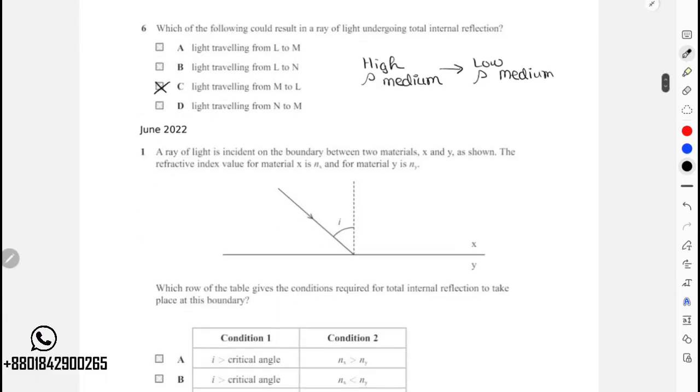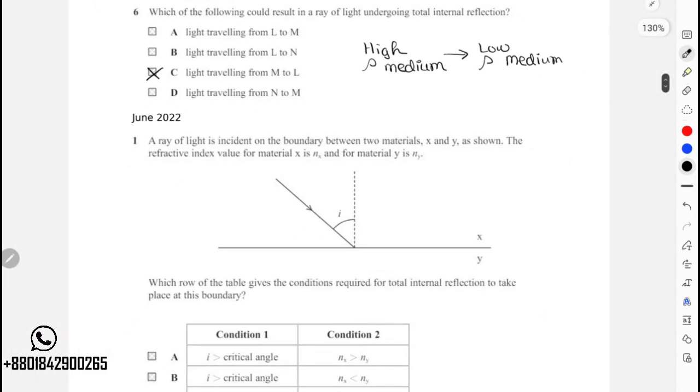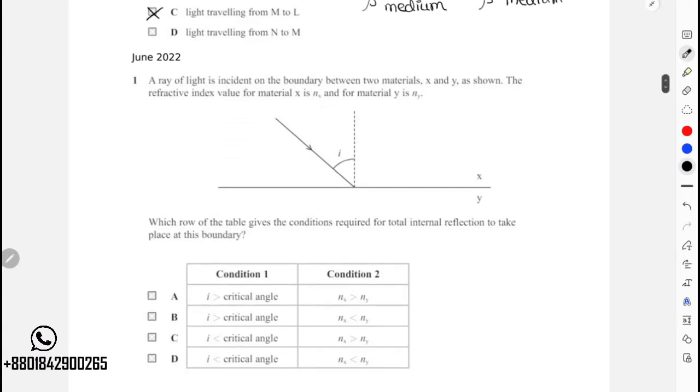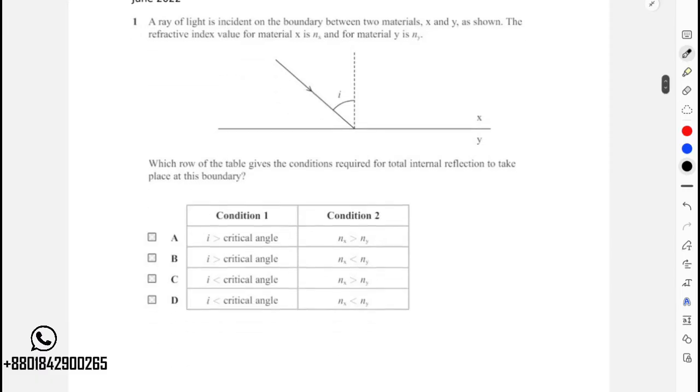Now it says a ray of light is incident on the boundary between two materials X and Y as shown. The refractive index value for the material X is small n1, or it is nx. Sorry, nx. I cannot see this on the entire file because it's so small. Okay, X is nx and the material for Y is ny, and the angle of incidence is given. Which of the table gives the conditions required for total internal reflection to occur at this boundary? Okay, I obviously must be greater than critical angle, and then again density of X should be greater than density of Y, right? That is the condition.